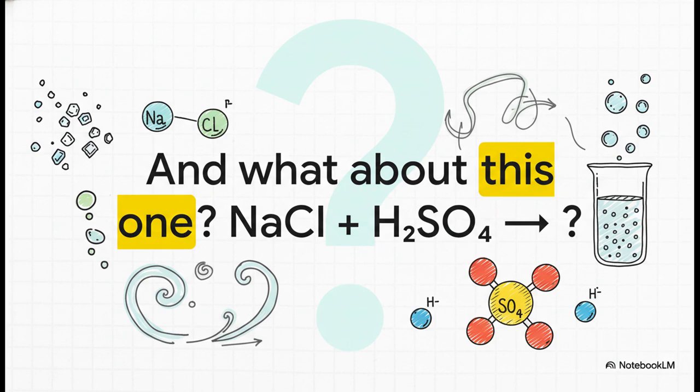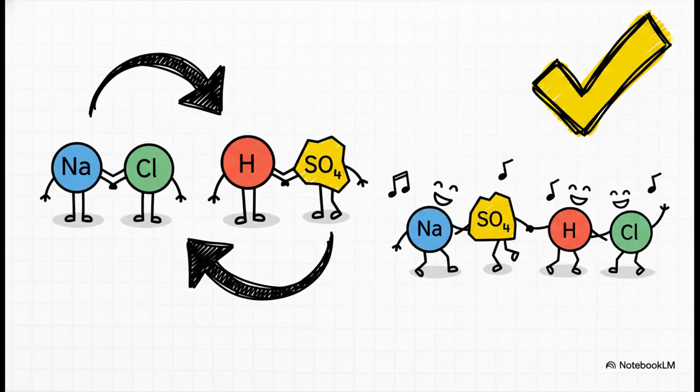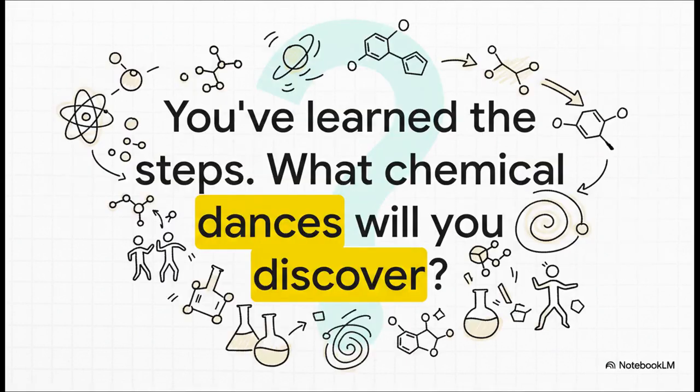This time, we have sodium chloride reacting with sulfuric acid. So, two distinct couples on the dance floor. What's the pattern here? Exactly. That's a classic double displacement. We have two compounds at the start, so we know they're about to do that elegant partner swap. Sodium will go with sulfate, and hydrogen will pair up with chloride. Perfect.